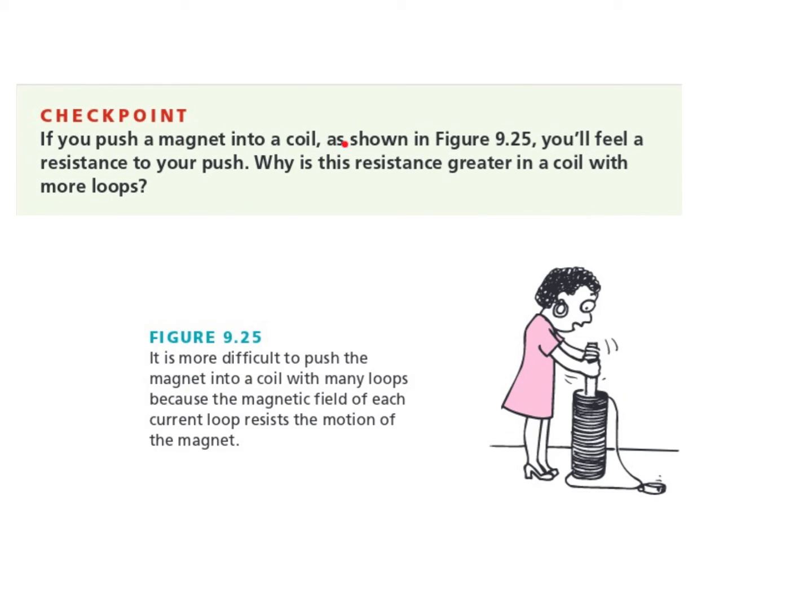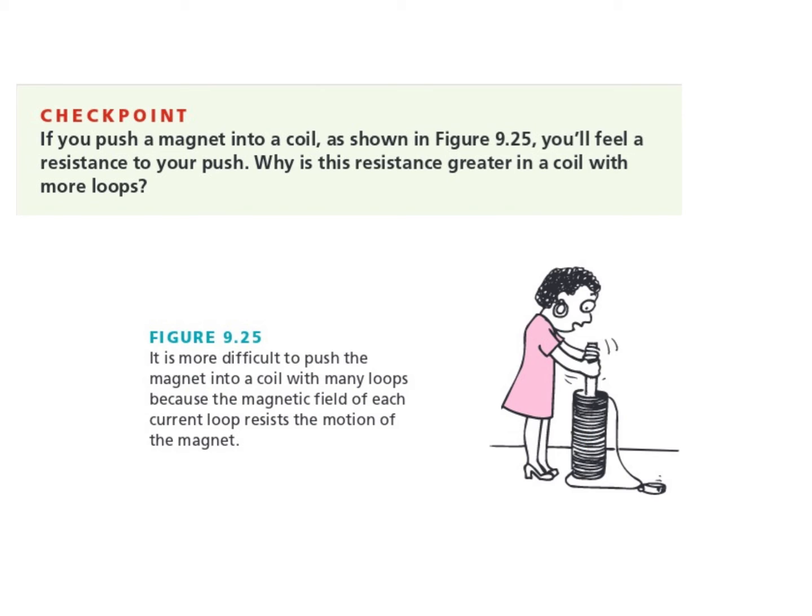Now, here's a checkpoint of our understanding. If you push a magnet into a coil, as shown in the figure here, figure 9.25, you'll feel a resistance to your push. Why is the resistance greater in a coil with more loops? Well, it turns out that the more loops you have here, the more current you make. And so it takes more energy to make more current, so you have to push harder. And you'll actually feel a resistance against pushing this magnet into this loop of coil.